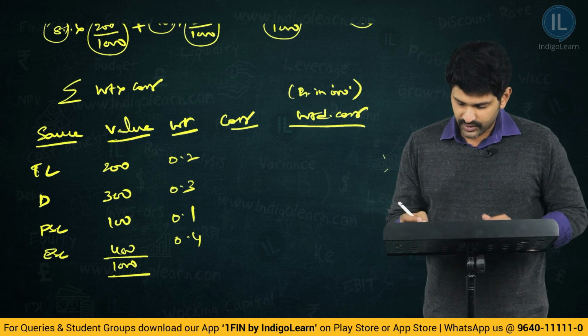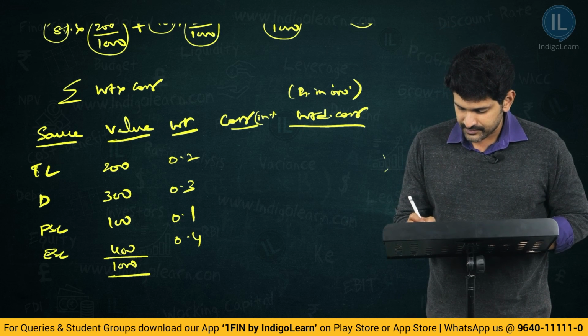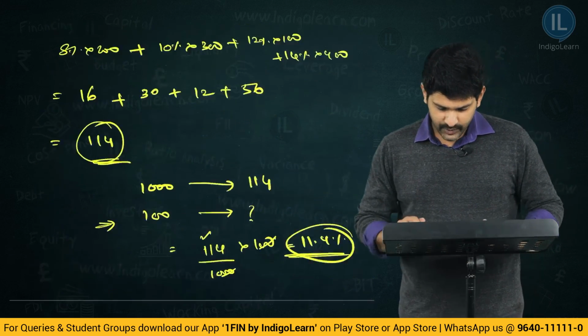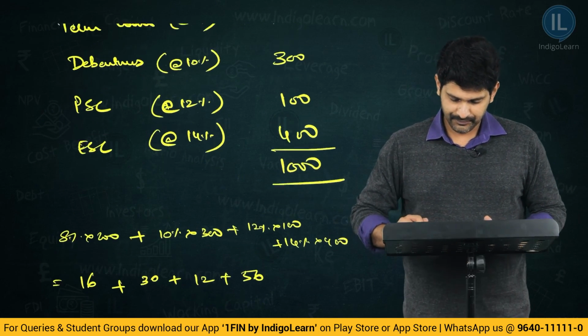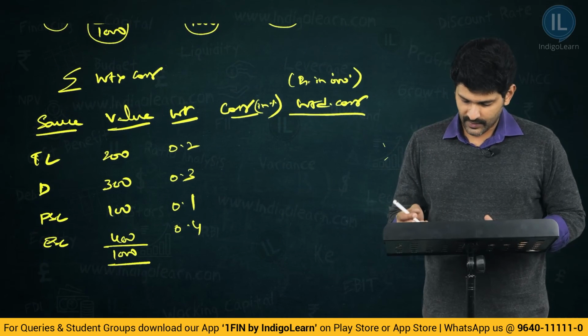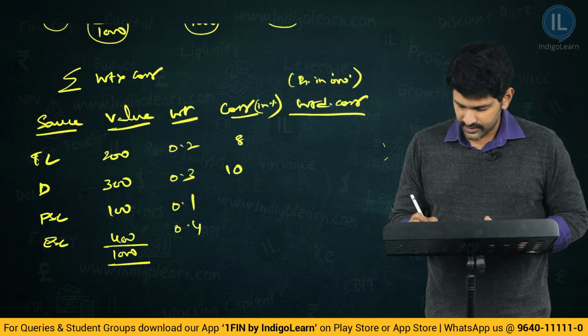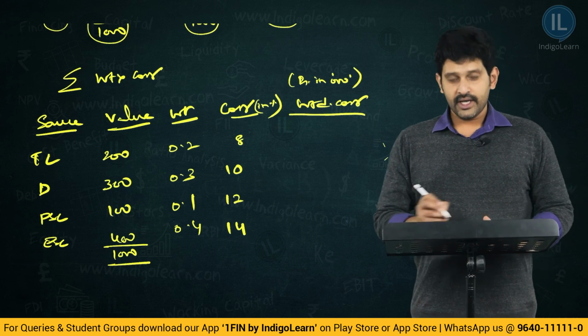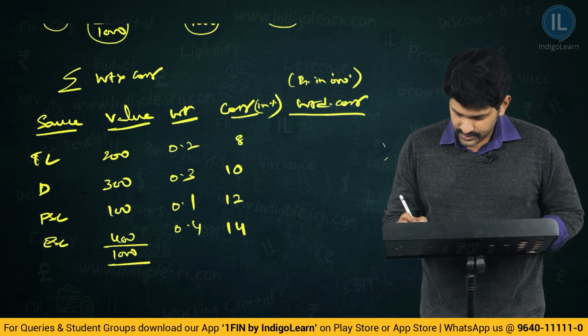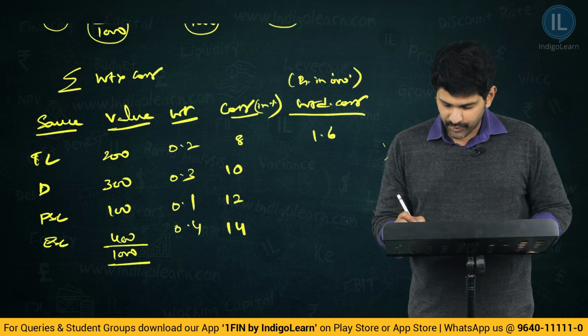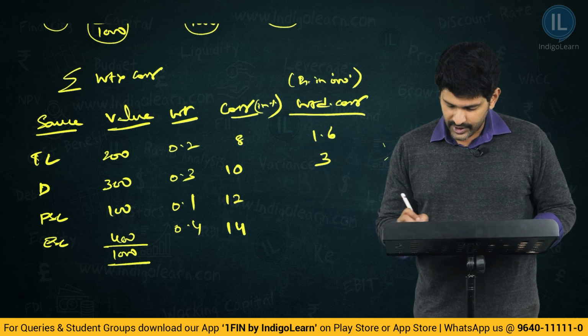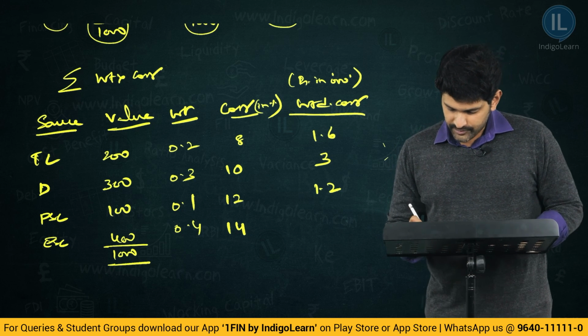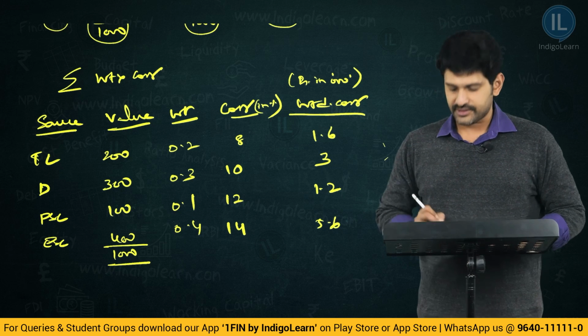Now, what are the costs we took? We took costs in percentages. So, I think we took 8, 10, 12, 14, if I am not wrong. Yes. 8, 10, 12 and 14. 8 into 0.2, that is 1.6. 10 into 0.3, that is 3. 12 into 0.1, 1.2. 14 into 0.4, 5.6.